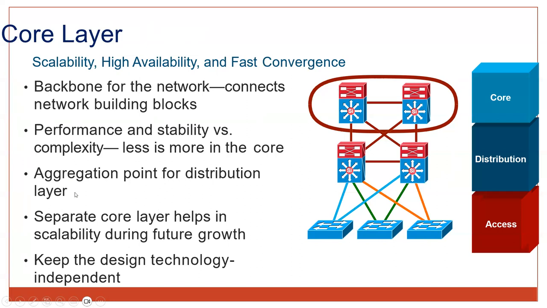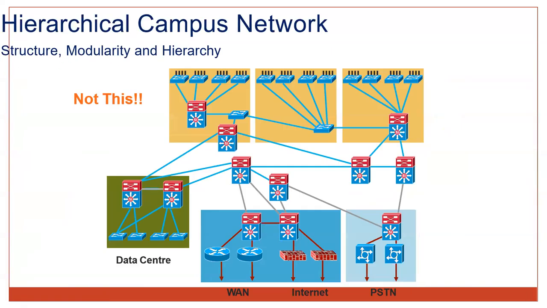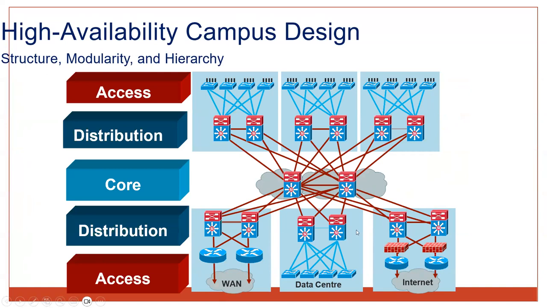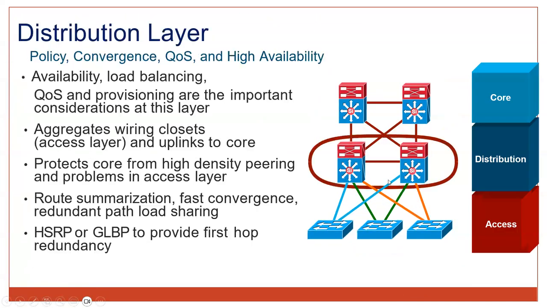All the distribution layers are terminating there. It is separating the different nature of networks, right? Like WAN and DC and all, and keeps the design technology independent. So a better design should be modular. So you have this modular approach, where all the different boxes will connect in a redundant manner, in a modular manner.